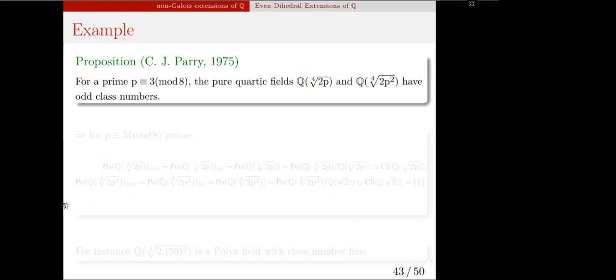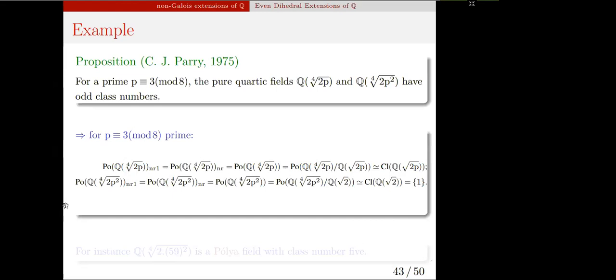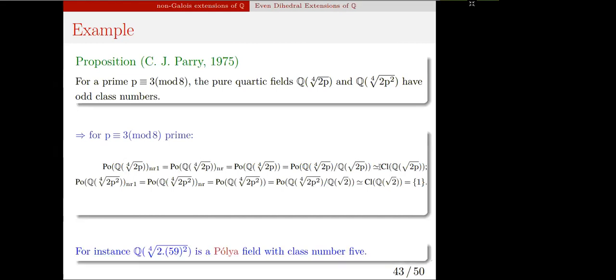Okay, and it may be good to have an example of this corollary, and we can use Parry's criterion, where he has found necessary and sufficient conditions for pure quartic fields to have odd and even class numbers. In particular, he has proved that for a prime p congruent to 3 modulo 8, these families of pure quartic fields have odd class number. Using these results of Parry, we can see this equality holds. For instance, we can see that Q of the fourth root of 2 times 59 to the power 2 is a Polya field with class number 5.